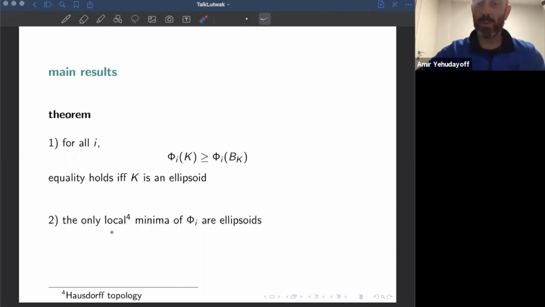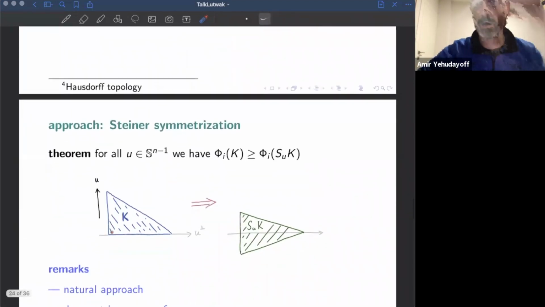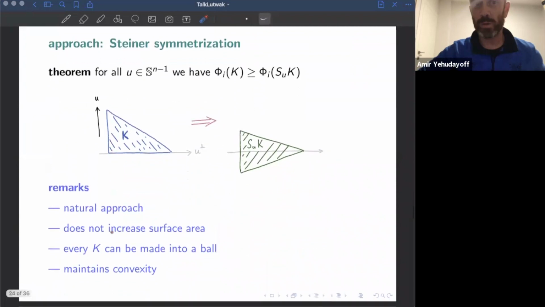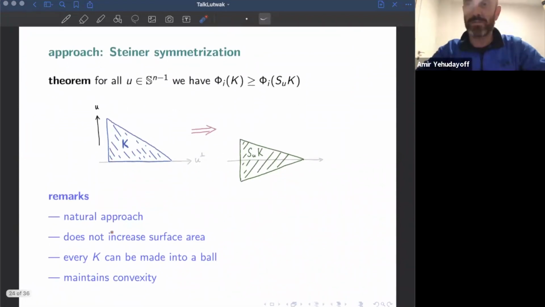Okay. And now I want to explain how we proved it. It will be a high level explanation. So here is the machine. The machine is a very well-known machine, and it's also a natural operation. The operation is called Steiner's symmetrization. The symmetrization is done like this.